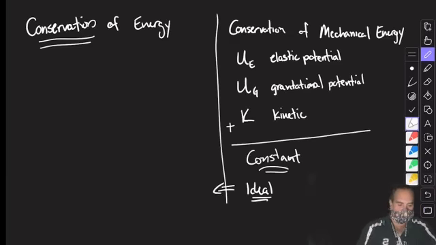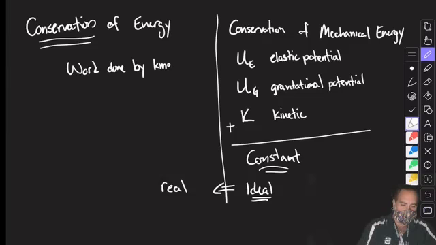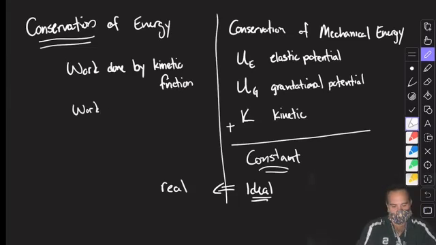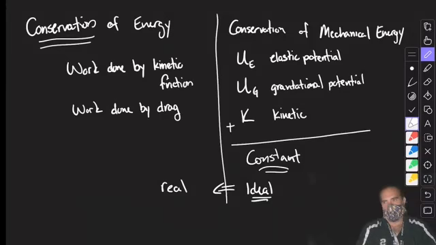Real situations, although they conserve energy, tend to have things where the energy can't be gotten back in a one-for-one manner. For example, work done by kinetic friction. Once work is done by kinetic friction, it's gone. I'm not getting it back into kinetic energy. Work done by air resistance. Once it's gone, I'm not getting that back. It's hard to get it out of the air molecules.